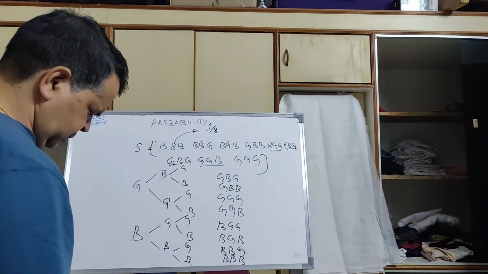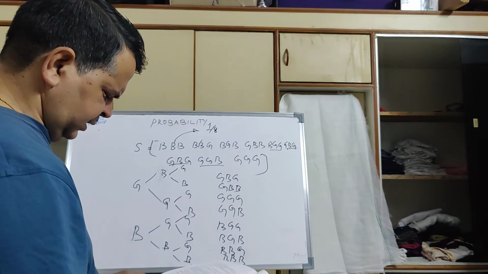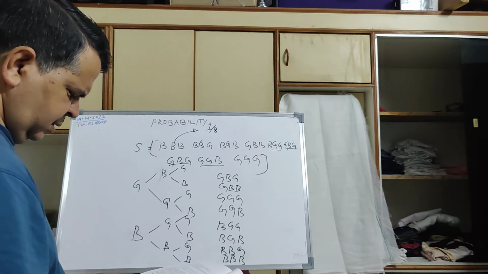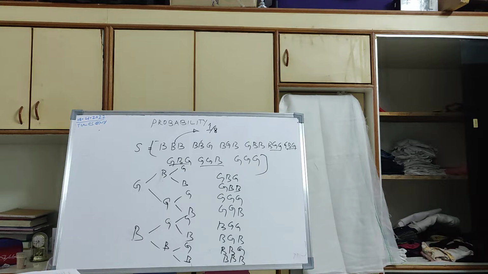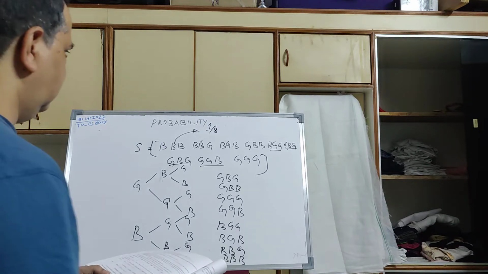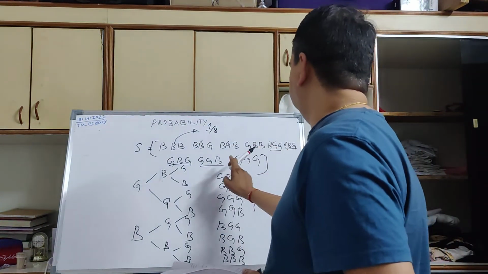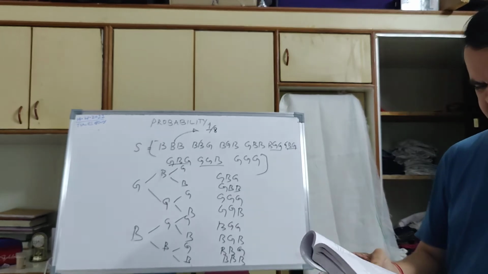Even there is exactly one defective pen, and even there are BG, GBG, GGB. There it is only 3 by 8. Where? In this column where you've written 4, 4... Oh, I think I have written one extra. 6, 3, 9. I think I have written one extra there.